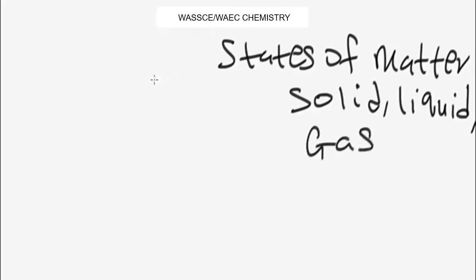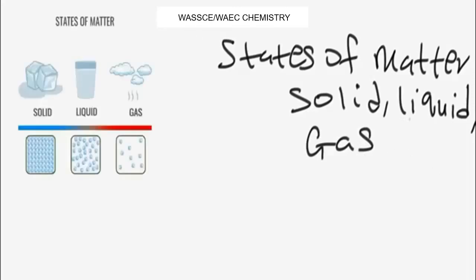Now let me bring a diagram to show you the three different states of matter so that we understand it better. This is a diagram showing three different states of matter. This is the solid state, this is the liquid state, and this is the gaseous state. Now let's look at the properties or characteristics of these various states of matter. Let's begin with solid.